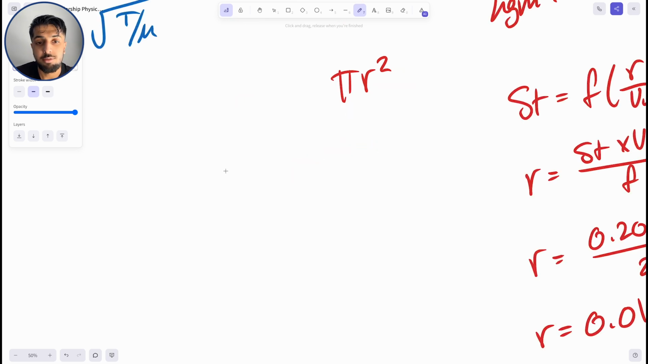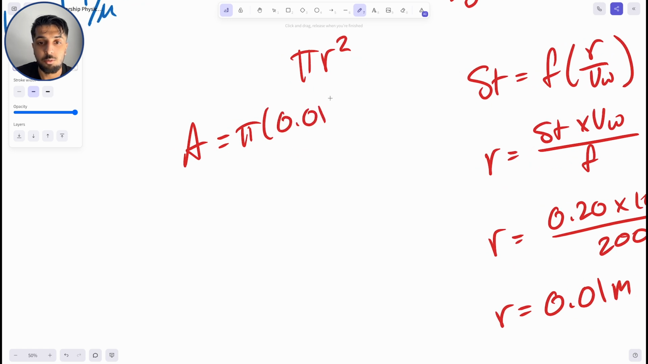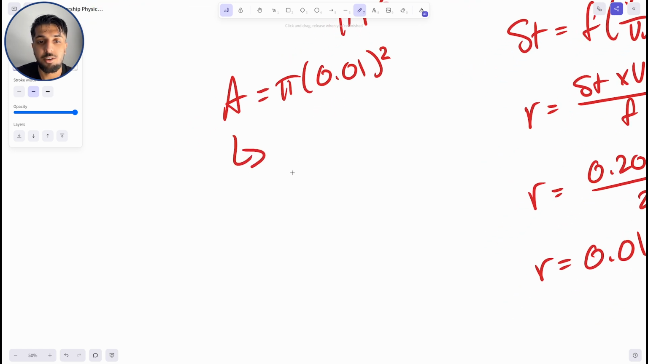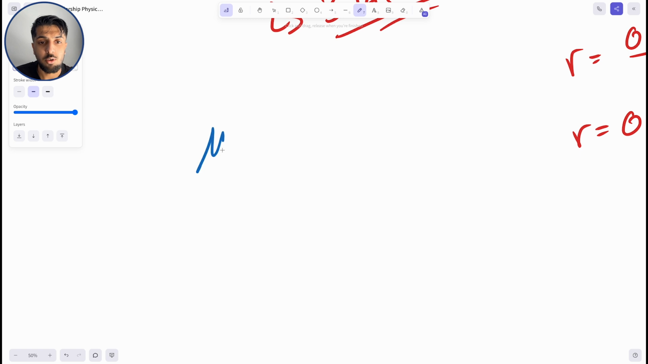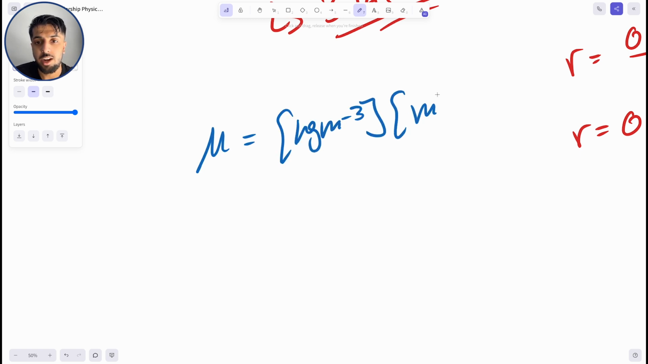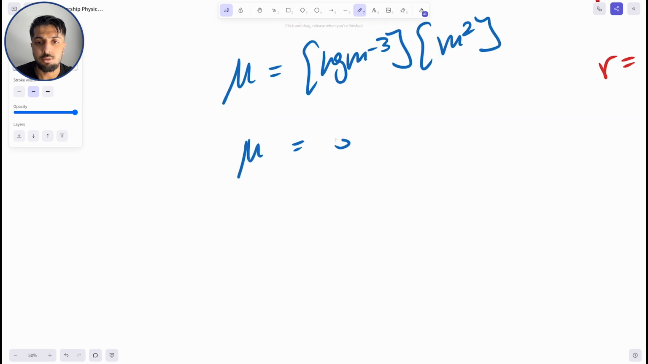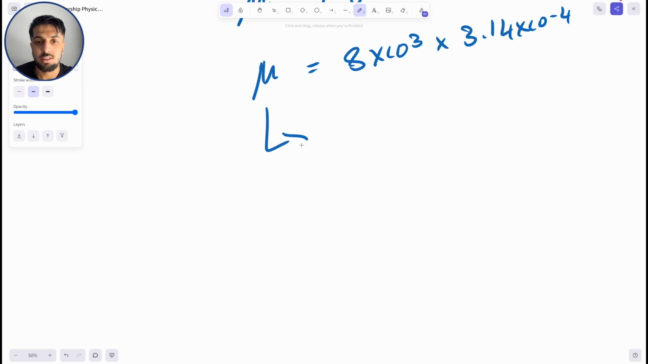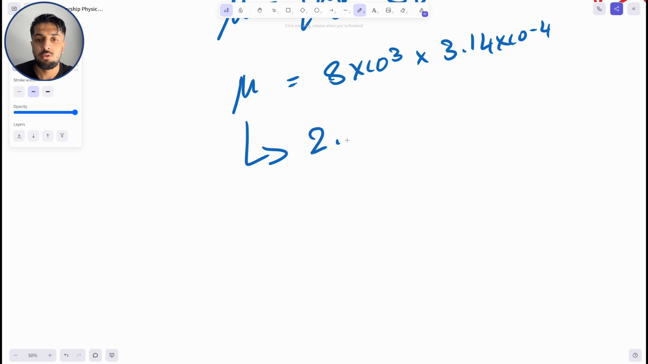0.01 meters. And therefore, we can find our area, which is pi times our radius squared, which is 0.01 squared. And that gives us an area of 3.14 times 10 to the negative 4 meters squared. Okay, so we now know that our mu is equal to our density times our area, and therefore mu is equal to 8 times 10 to the 3 times 3.14 times 10 to the negative 4. And therefore this gives us a value for mu as 2.51 kg per meter.